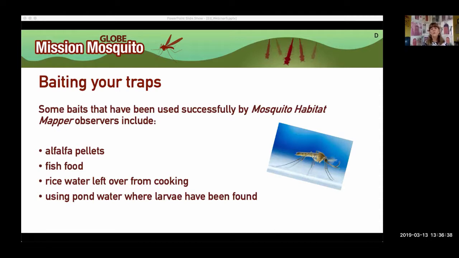Alfalfa pellets, which are often used if you have guinea pigs, are something that have been experimented with. Fish food, particularly fish food that doesn't smell too fishy, seems to attract mom mosquitoes, as do rice water and pond water. So experiment, let us know what you find. That would be absolutely fascinating if we could be comparing and contrasting these different types of bait that people are using. Next slide, please.